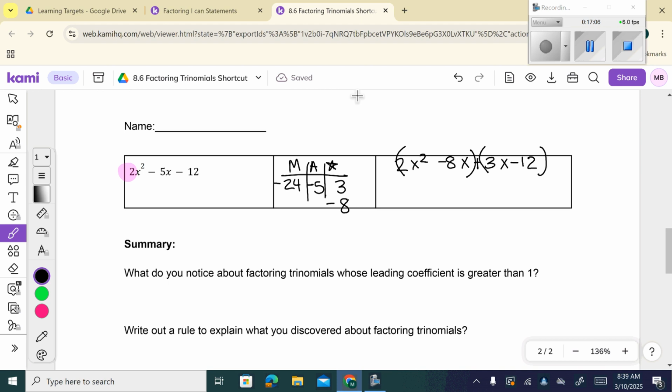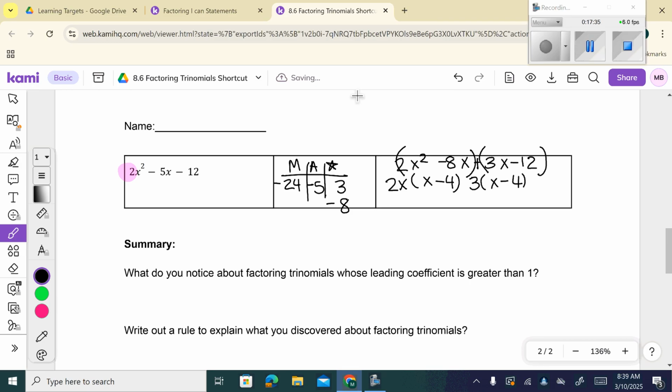What goes into 2 and 8? Something bigger. 2, and they both have a what? X. So I'm going to take out a 2x. I'm going to have x minus what, y'all? 4. All right. What goes into 3 and 12? 3. If I take out a 3, I'm going to have x minus 4.